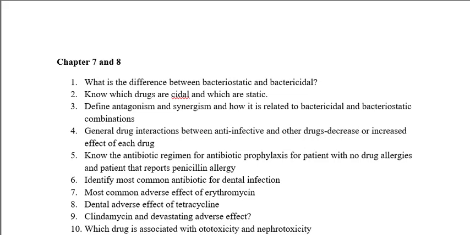Hello students. So let's take a look at the study guide for Exam 3.